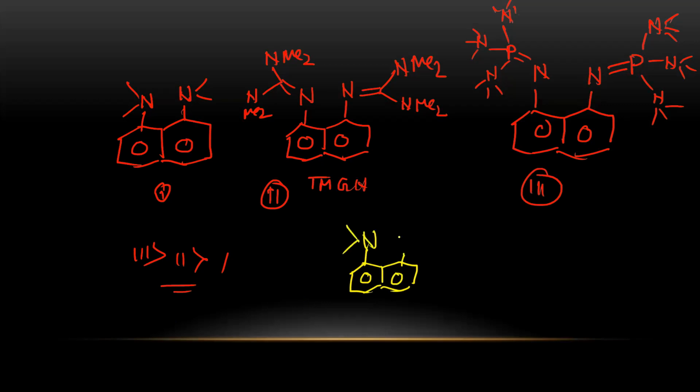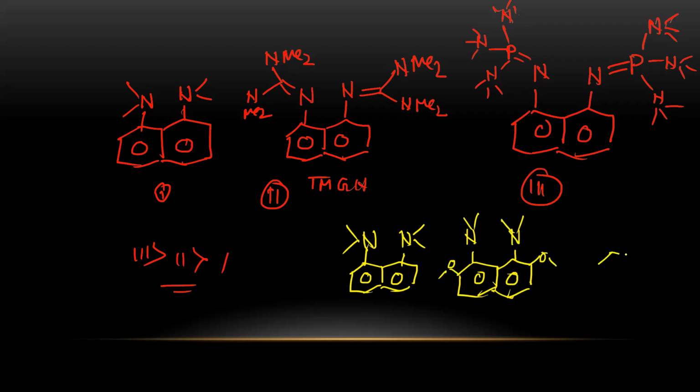NMe2, NMe2. The second one is obviously NMe2, NMe2 and OMe, OMe. The third one is NMe2, NMe2 in para position, OMe, OMe. One, for example, let us give its name XYZ.